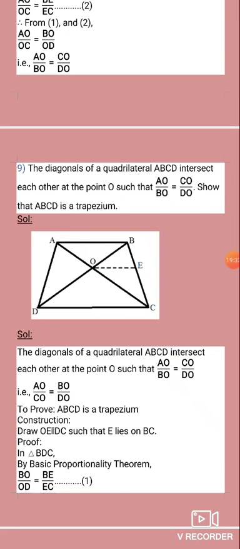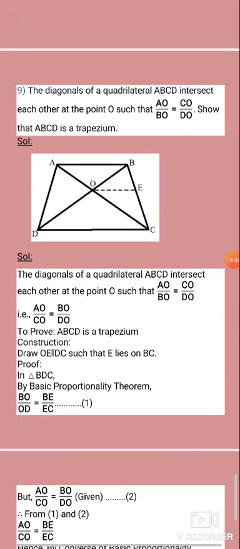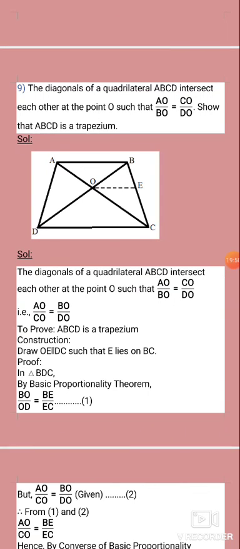So what we can write? That is AO by CO is equal to BO by DO. We need to prove ABCD is a trapezium. Construction. Draw OE parallel to DC such that E lies on BC. Now proof. In triangle BDC, by using BPT, OB by OD is equal to BE by EC. Put equation number 1. But AO by CO is equal to BO by DO. That is equation number 2.